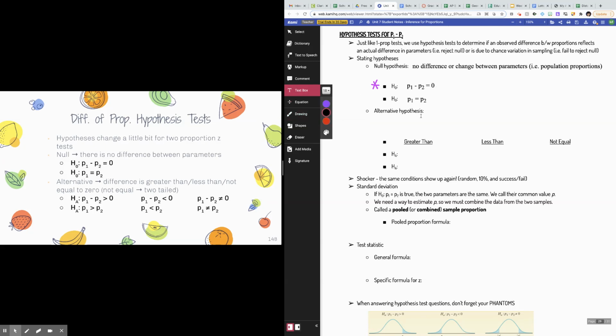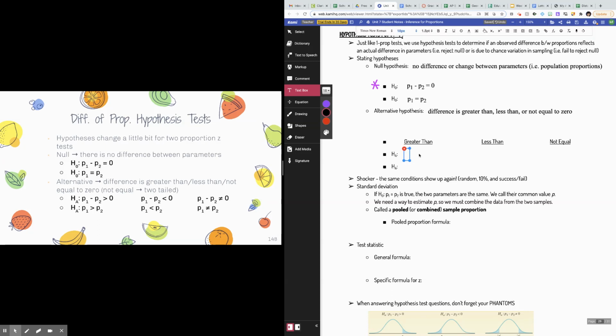Now, for your alternative hypothesis, there are 3 different types, very similar to what we did with one proportion tests. Either that there is a difference, so that difference is either greater than, less than, or not equal to 0. So either one population is greater than the other, less than the other, or simply that the two are different. And again, there are 2 ways that you can write these.